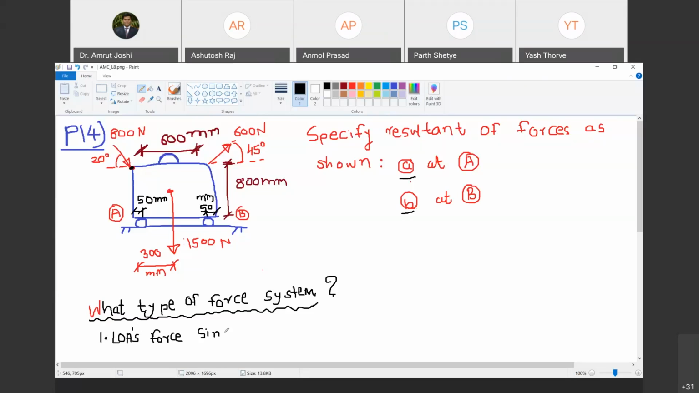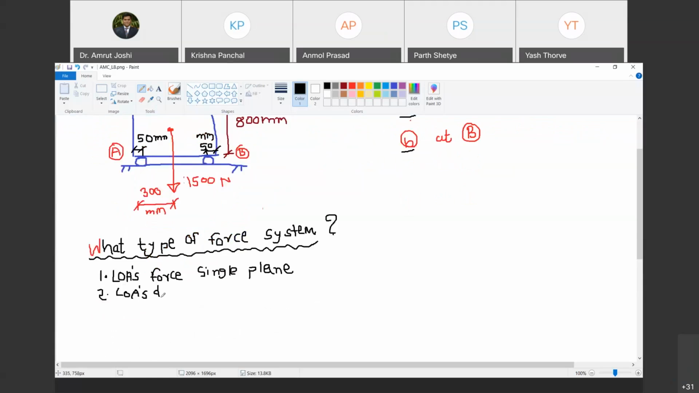Now tell me, do the lines of action of all the forces pass through a single point? No, sir. So we can't say. That means the lines of action, LOAs, do not pass through a single point.